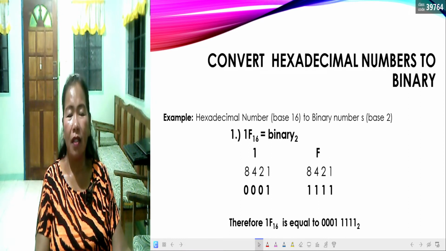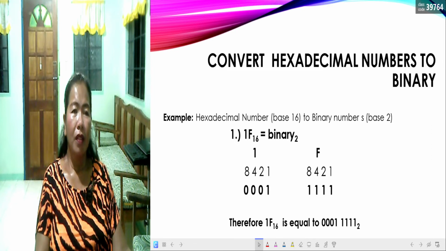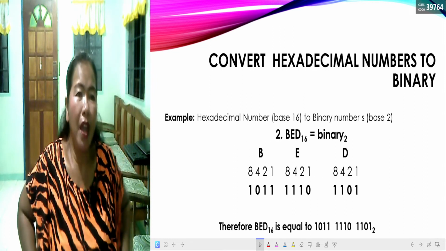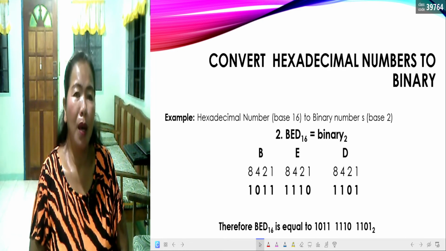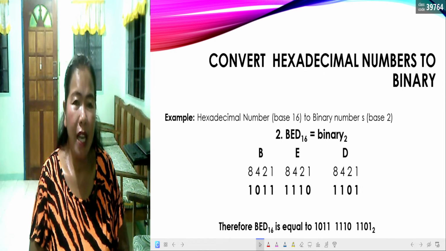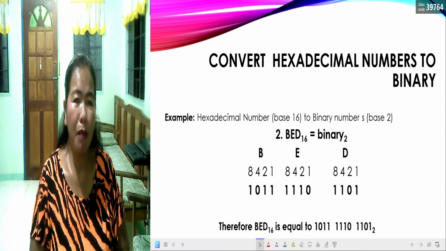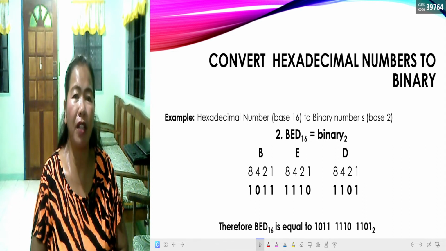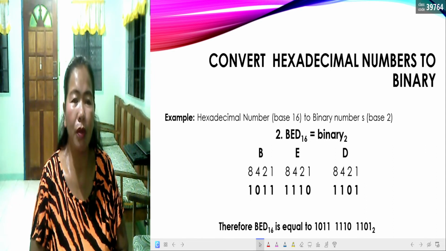Okay, let's have another example so that you will internalize the discussion. Let us give another example. So we have here BED, base 16, meaning BED in hexadecimal to be converted in binary, which is base 2.